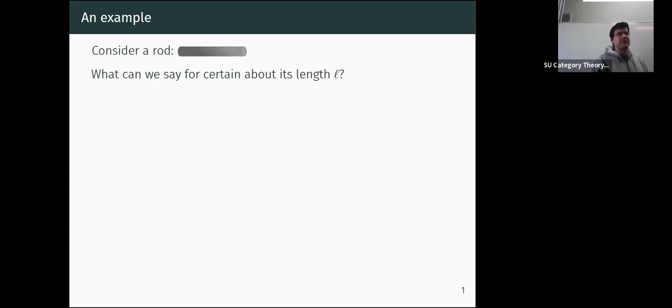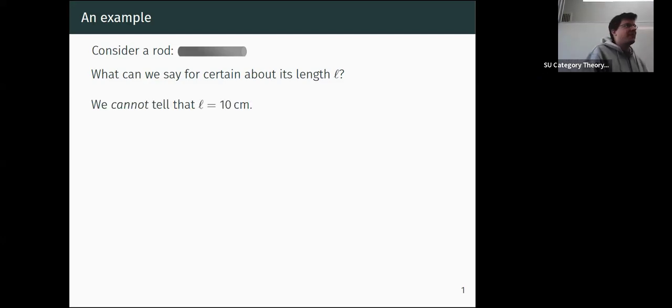So suppose you're given some kind of physical object. So here I say some kind of like steel rod or something. And we want to talk about some properties of this object. So what can we say about, say, the length of this rod? What can you say for certain? So what can you actually be very confident about the length of this rod?